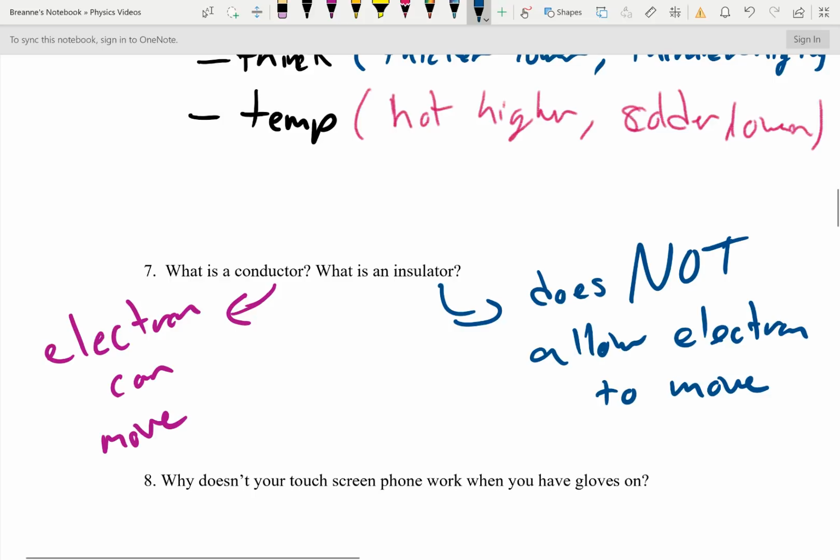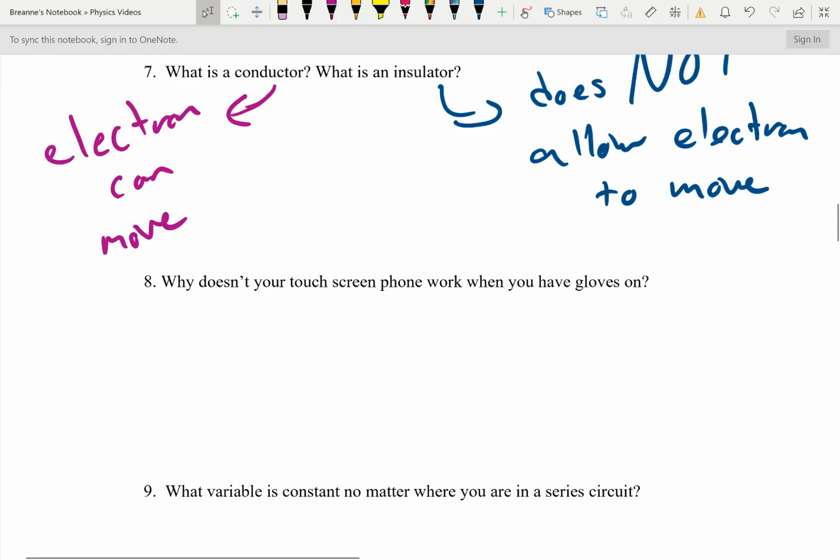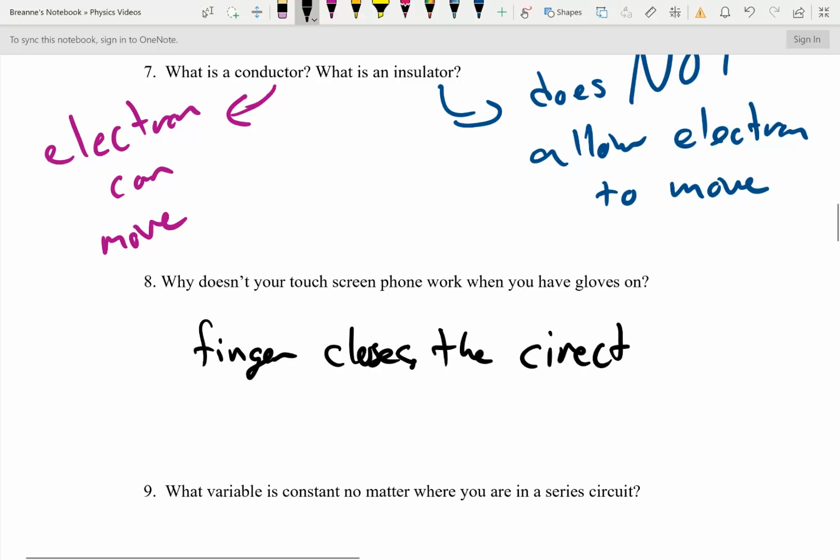Insulators do not. So keeping that in mind, why does touching your phone screen work, and why doesn't it work when you have gloves on? They do make special gloves, and I know it works for me. If you just have normal gloves or anything, it doesn't work. Why? It goes into making a circuit. Your finger closes the circuit.